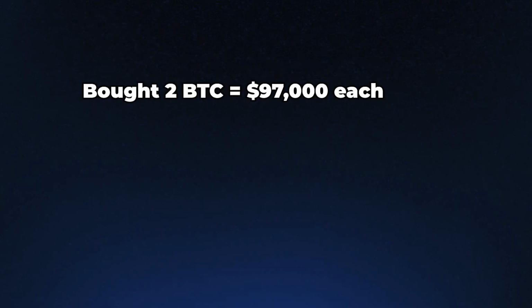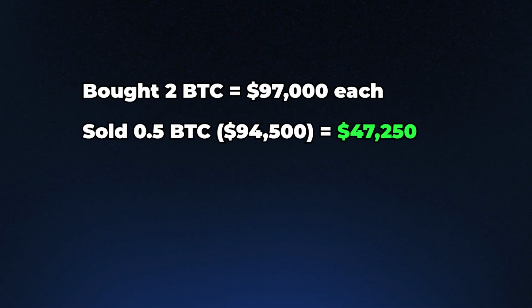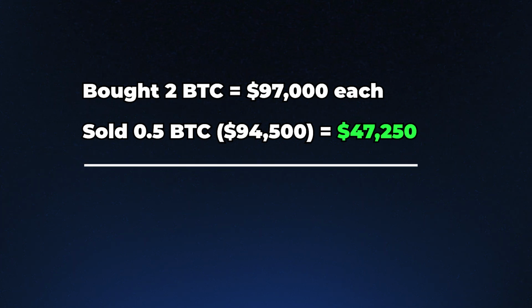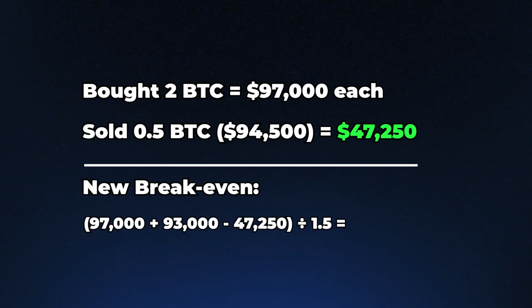Let's say you bought 2 Bitcoin, then sold half a Bitcoin for 94,500, recovering 47,250. Your new break-even price is 97,000 plus 93,000 minus 47,250 divided by 1.5, giving you 95,833. As you can see, these calculations become more complex as the trades pile up.